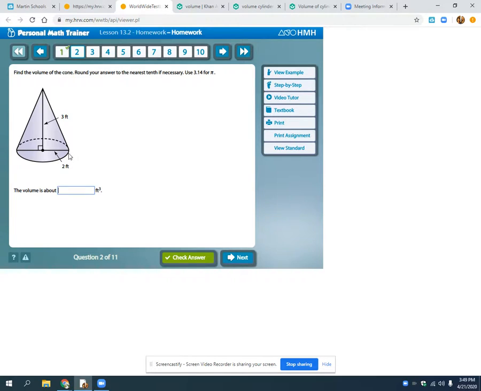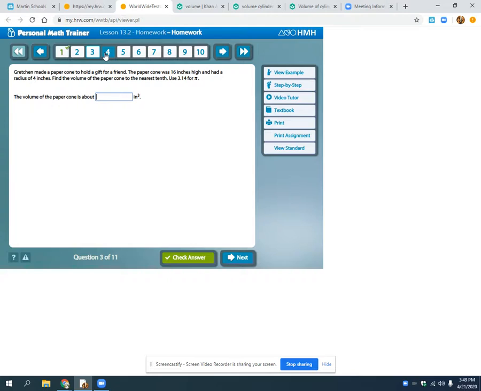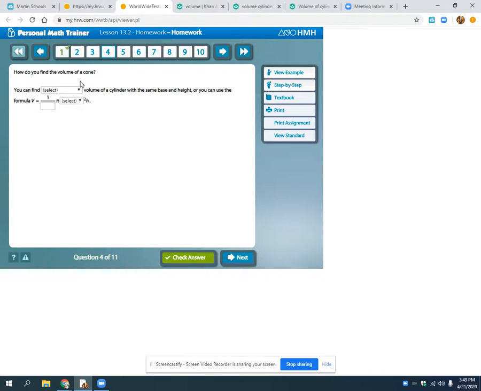Looking at this example, obviously the diameter is 2. You need to find the radius. Please follow the steps that I gave you in the previous video so that you can easily answer this. Number 3 is the same thing, just a word problem. In this one, they give you the radius. In number 2, they'll give you the diameter. So this should be nice and simple.